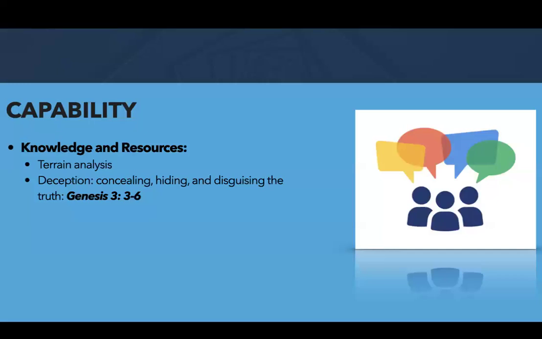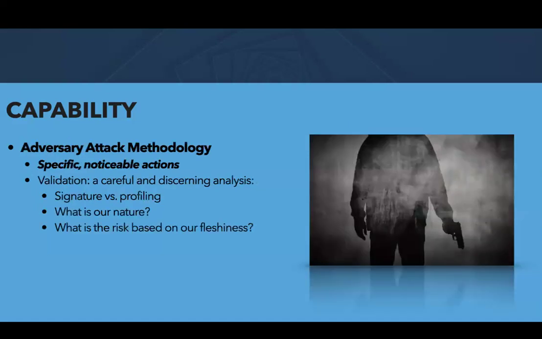Okay. So there's deception. We see this in Genesis 3. I've already talked about this in Genesis 3:3-6. We see these emotions going on with Adam and Eve after the fall. We see shame. We see fear. We see anxiety. And that's exactly what the adversary is going through. They have to validate. So they're going to show up on site.